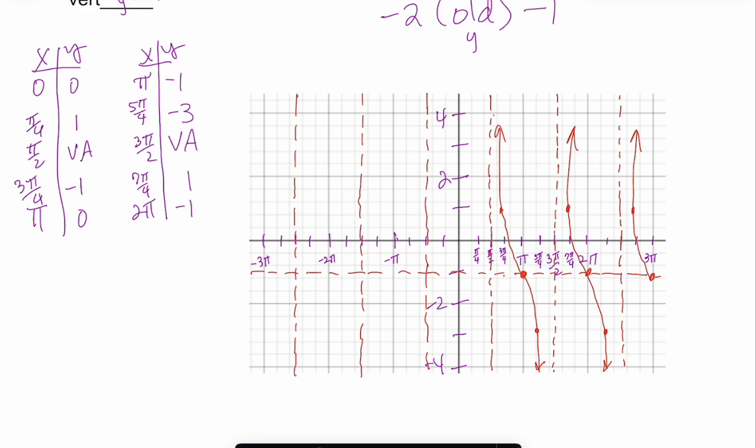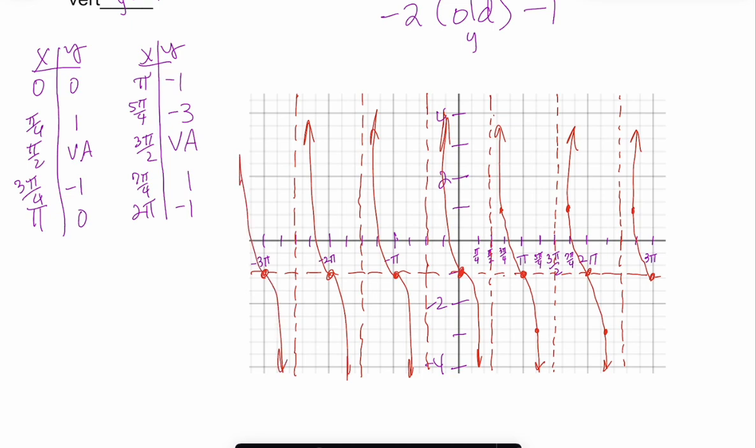And then smack dab between the vertical asymptotes, we're always on the midline. Let me say that again. For every vertical asymptote, right in the middle, we're always on the midline. So middle, middle, middle. See, we're always on the midline. And then this one goes up on the left, down, up, down, up, down.